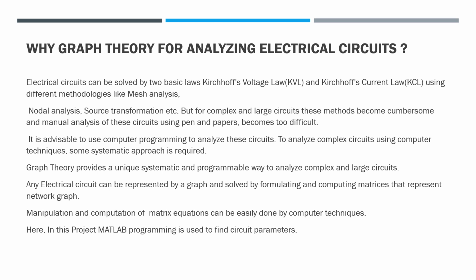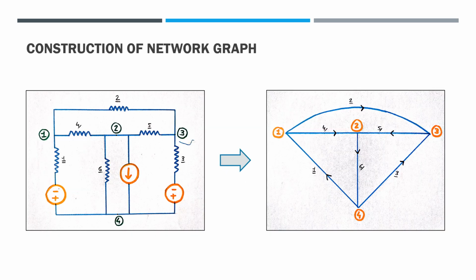Now let's understand the process of analyzing a circuit step by step. Okay, so the first step is construction of the network graph. We will see how to construct a directed graph from an electrical circuit. For that, first we have to short circuit all the voltage sources and open circuit all the current sources. After that, the resistors of the electrical network will be the branches of the directed graph and the nodes of the electrical network will be the vertices of the directed graph.